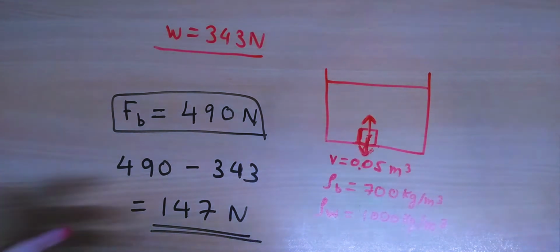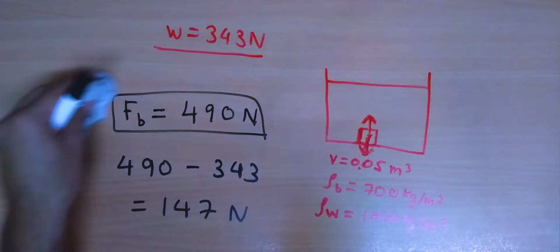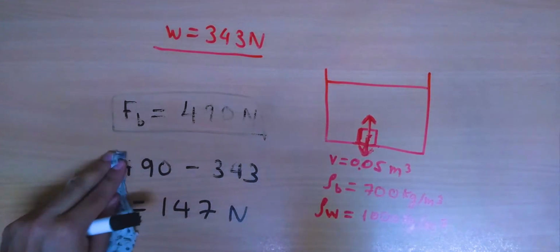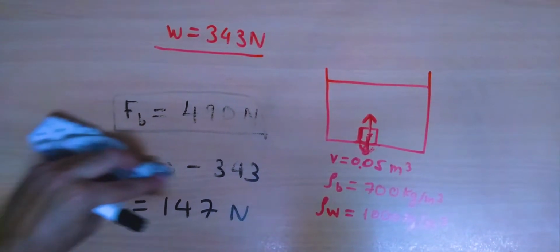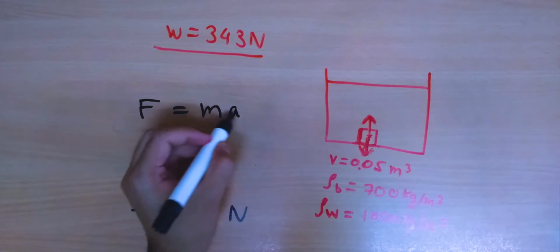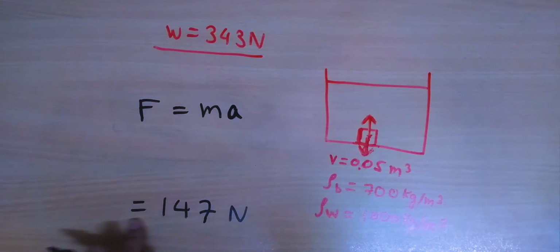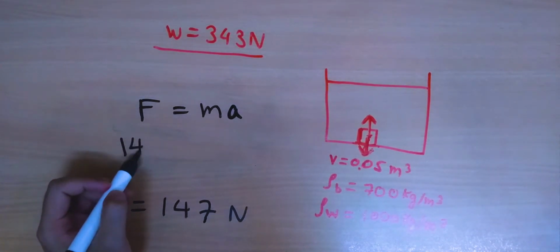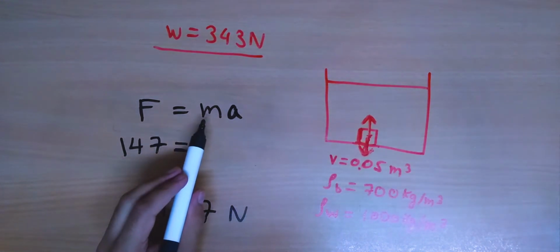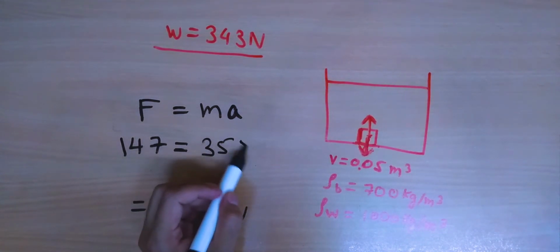And now if I have to find the acceleration of this object, I can apply Newton's second law. So let me remove this from here. Newton's second law states that force on an object equals the mass of that object times its acceleration, and this F here stands for net force, which in this case is 147 newtons. So I can plug that in here. 147 equals the mass of the object, which we found was 35 kgs, times the acceleration.